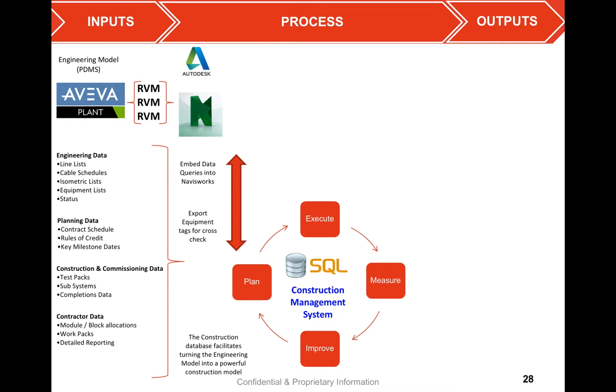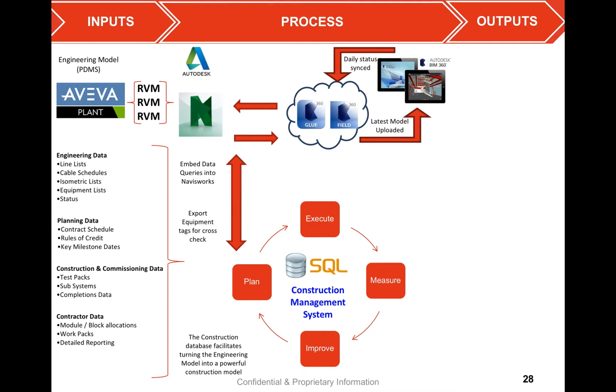There's a push-pull relationship between the database and Navisworks. One, we want to export equipment tags from the model to cross-check that we've got everything accounted for. And second, we want to embed further data into Navisworks, which then enables the BIM360 process. From here, we apply the Navisworks model into BIM360 Glue, which is the cloud sharing environment, and then be able to populate the field database with all the relevant tags and status that we want to capture. This then drives the field tablets where we're continuously uploading the latest model and pulling down the status that the guys in the field are capturing.